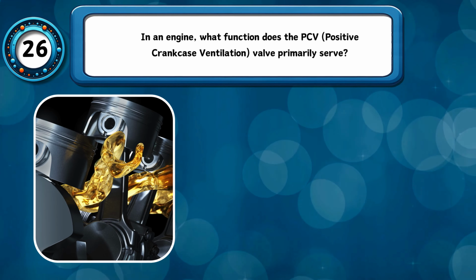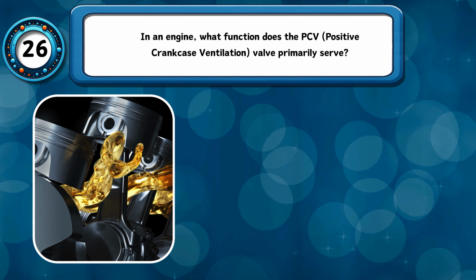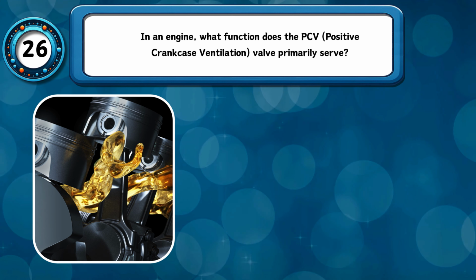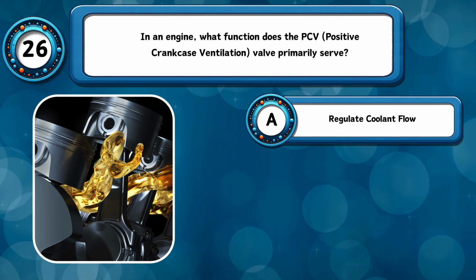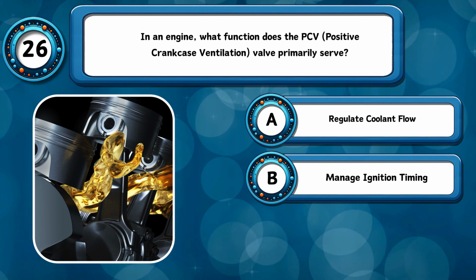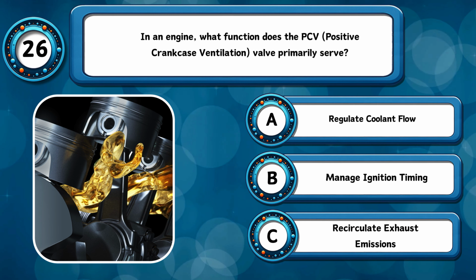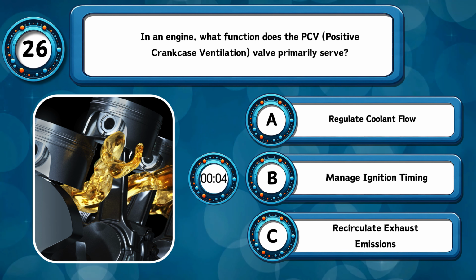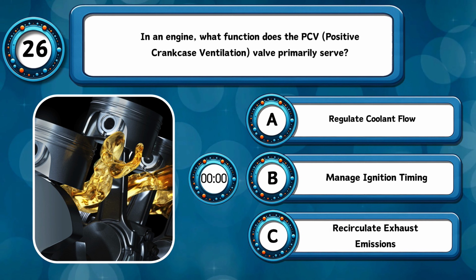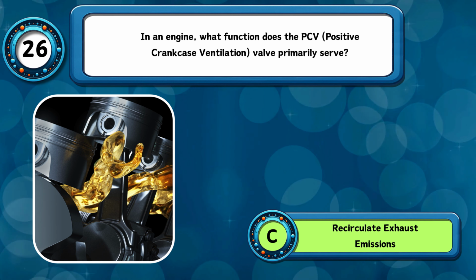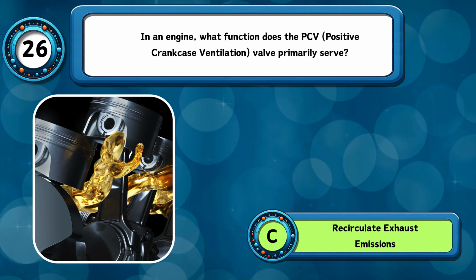Question 26. In an engine, what function does the PCV, positive crankcase ventilation, valve primarily serve? A. Regulate coolant flow. B. Manage ignition timing. C. Recirculate exhaust emissions. Correct answer is C. Recirculate exhaust emissions.